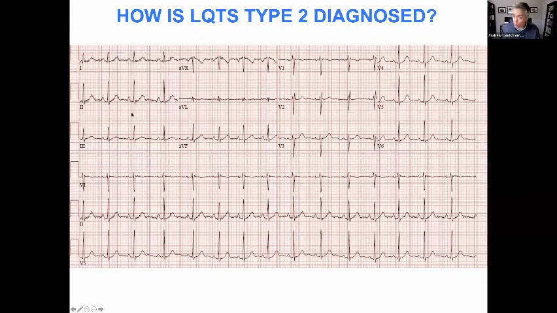Now, if I move my mouse, can you all see the mouse? Yes, we can. Andrew. Okay, perfect.